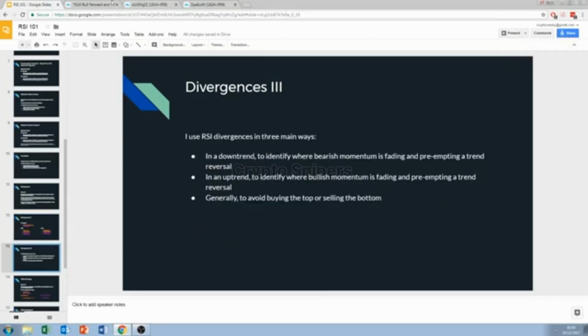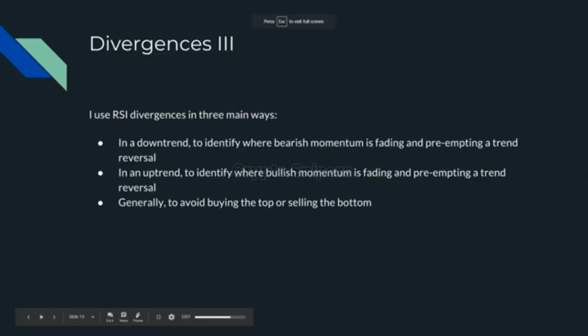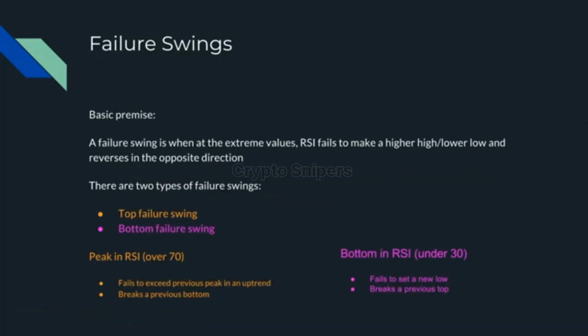So, yeah, those are the examples. Let's go back to the slides. So how do I use them? Hopefully it should be obvious, and I've talked about this. Identify where momentum is fading either way, and avoid buying the top or selling the bottom.